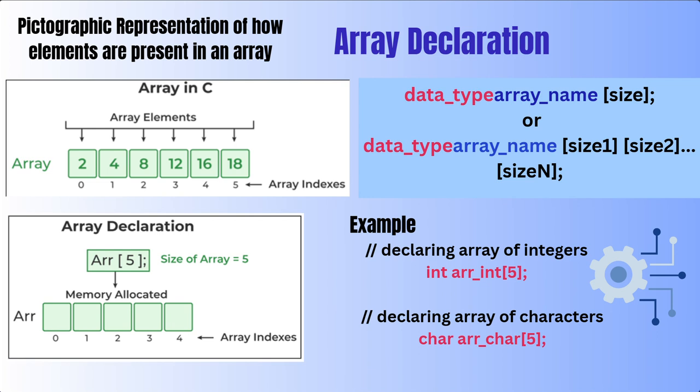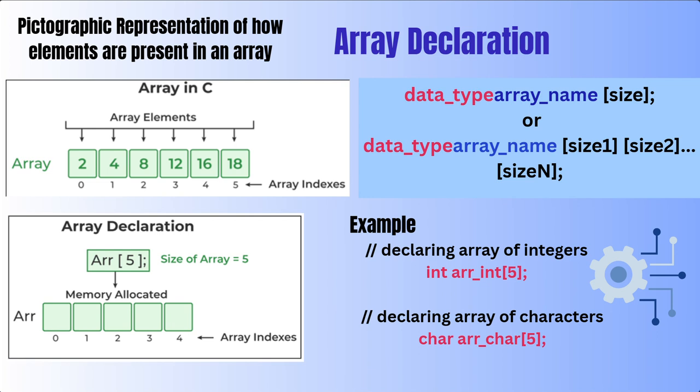So this is the array declaration. The syntax of array declaration is first we need to have a data type, followed by the array name, and within square brackets we have the size. Next we will have the data type of an array, again array name, size 1, size 2. This is a double dimensional array, or any kind of array dimension depending upon the size.